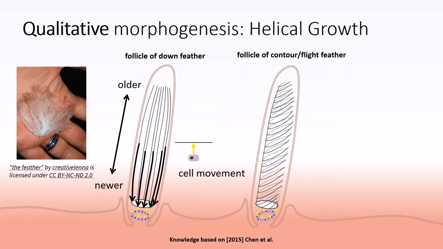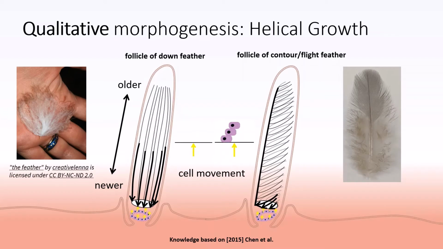Note that this kind of feather has a simpler structure, so they are often rendered as fur in the CG industry. However, if the cells shift a little bit while forming barbs, they will grow helically and fuse themselves into a shaft. This is how contour feathers or flight feathers normally develop themselves.